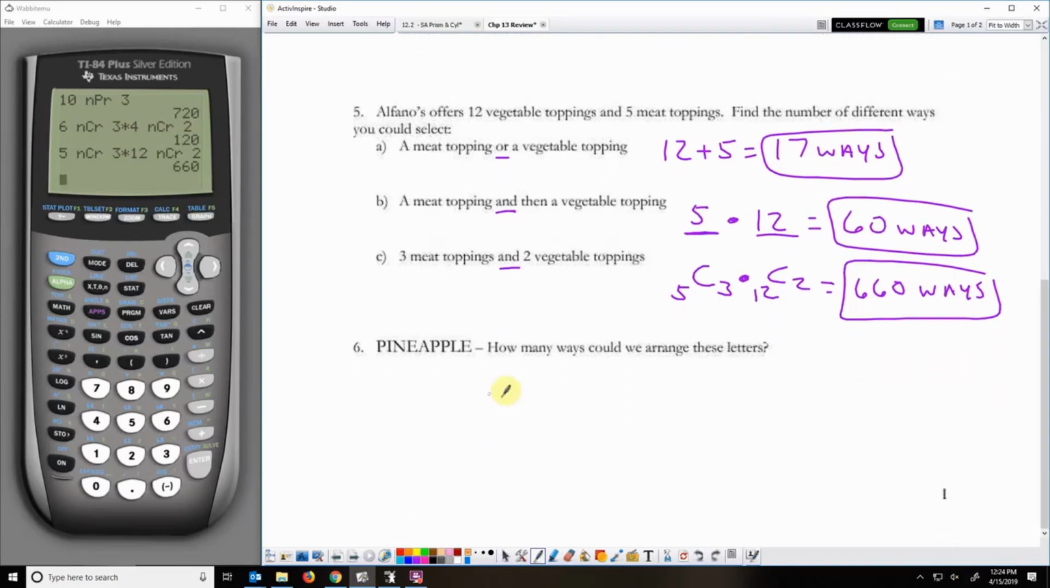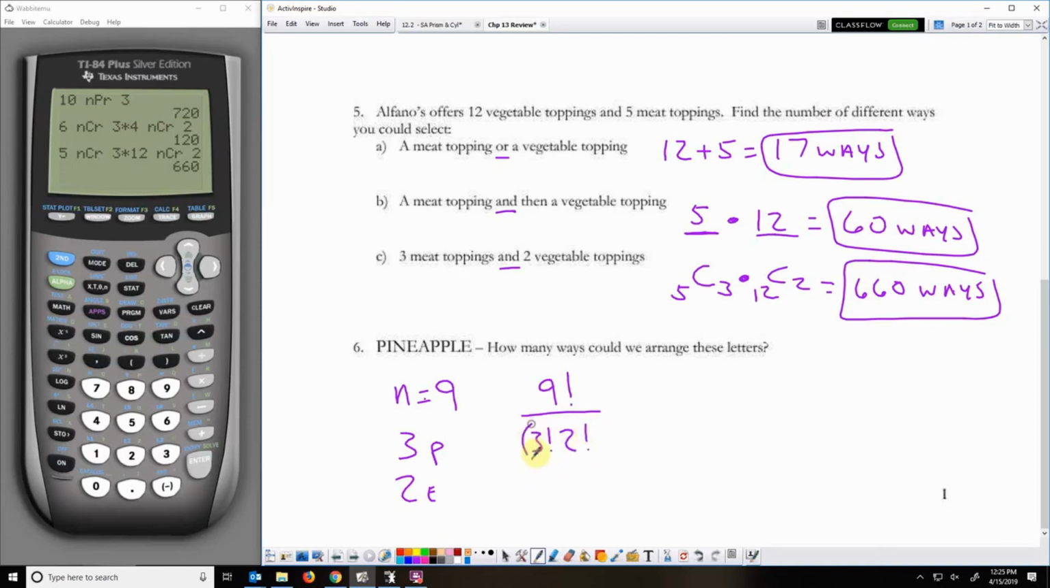And in the word pineapple, how many ways could we arrange these letters? So this has some repetitions in it. There are a total of 9 letters. So n is 9. Among those letters, 3 of them are P, and 2 of them are E. Okay, so this is n factorial over the repeats factorial, so it's 9 factorial over 3 factorial times 2 factorial.